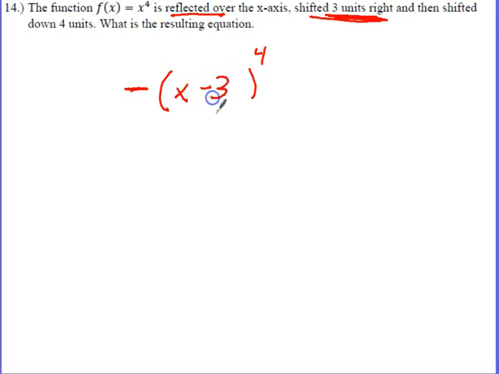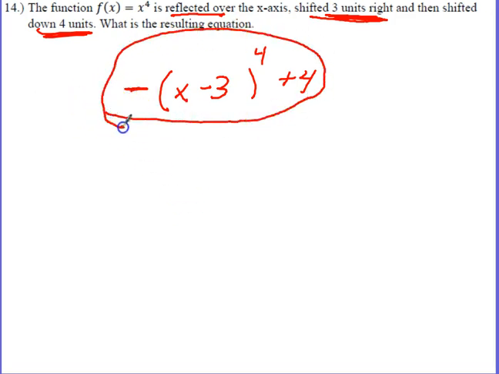So that's going to go inside, so that's going to be minus 3. Remember, anything that's inside the parentheses is going to be opposite. And then up 4 units, we can take care of that by adding 4. So here is our new f of x. The negative tells us it's reflected over the x-axis. The minus 3 tells us it's shifted 3 units to the right. The plus 4 tells us that it's shifted up 4 units.